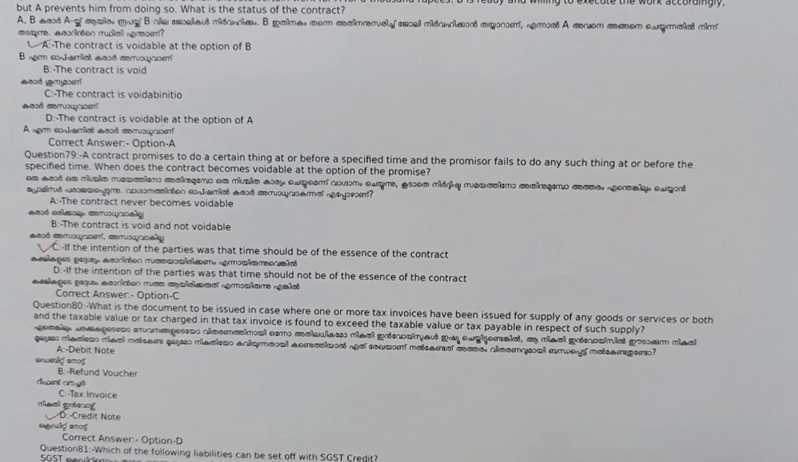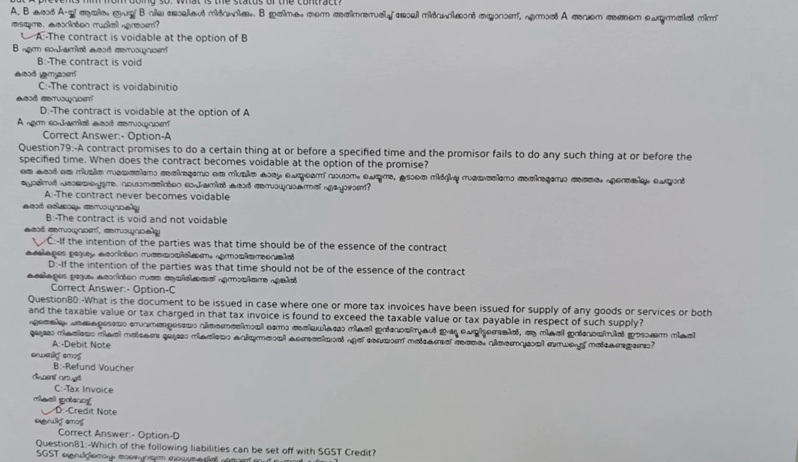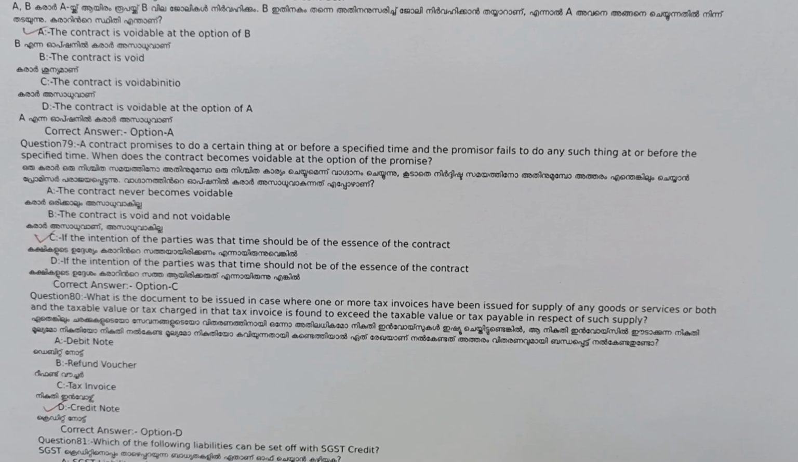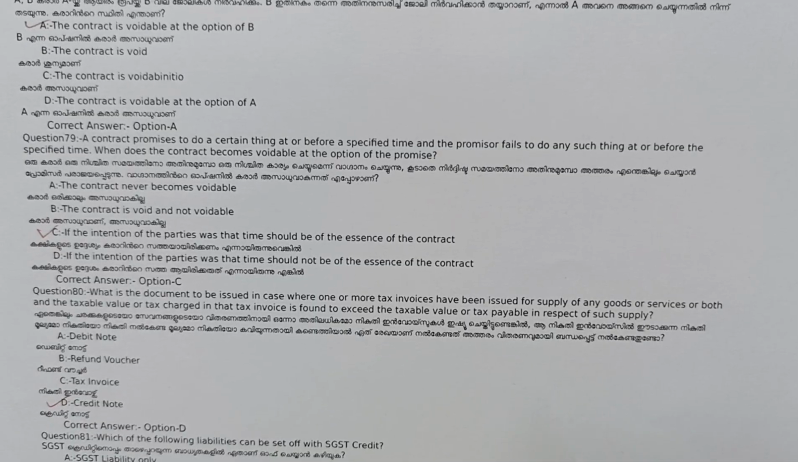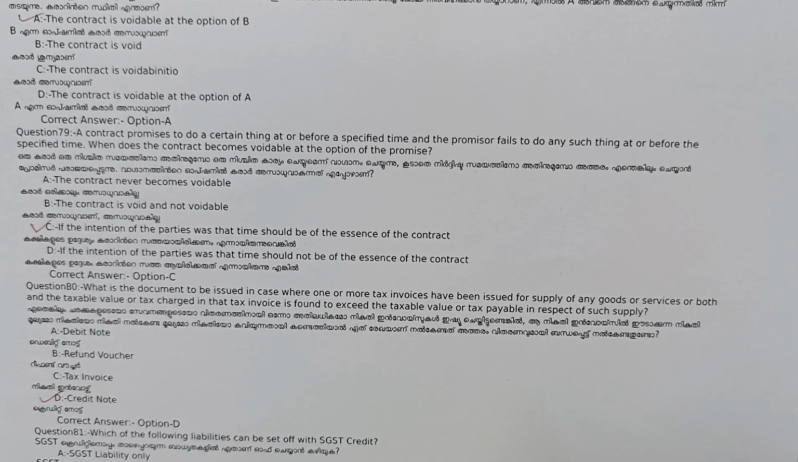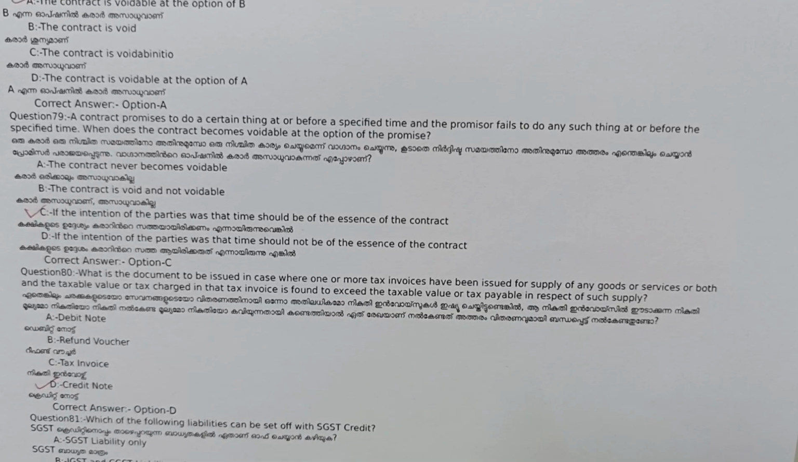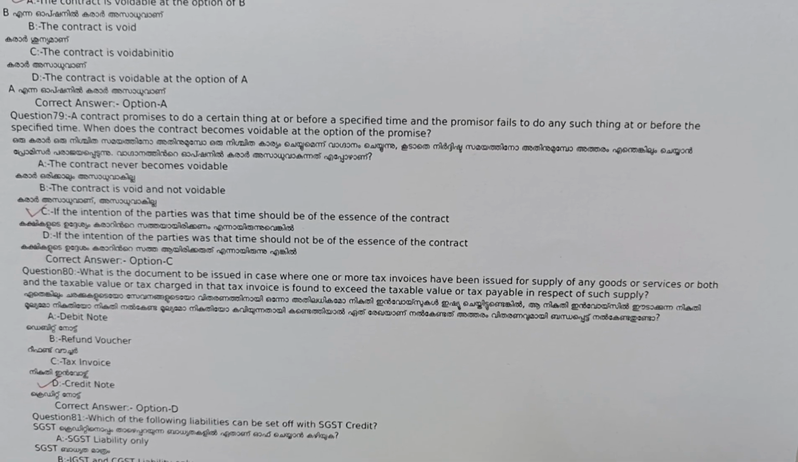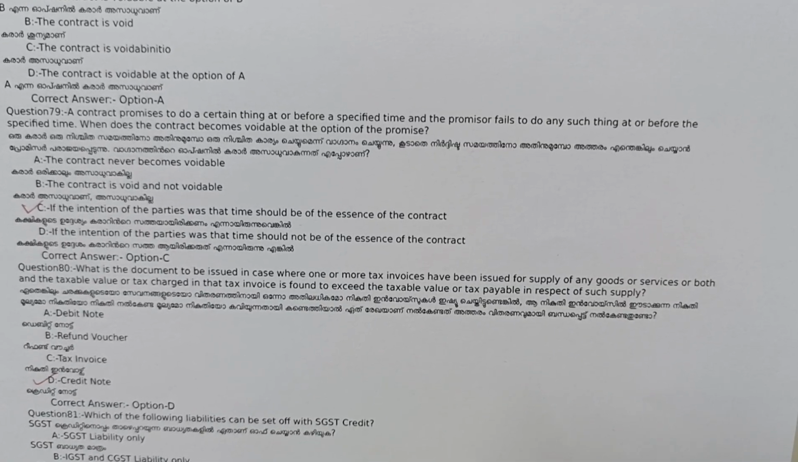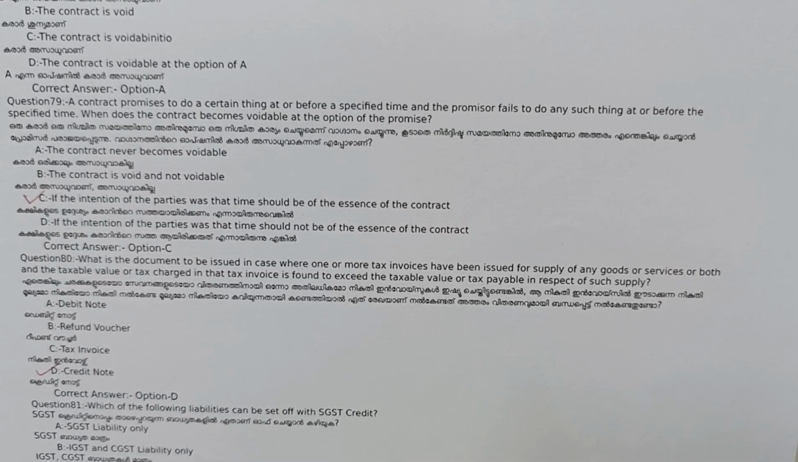Question number 79. A contract promises to do a certain thing at or before a specified time and the promisor fails to do any such thing at or before the specified time. When does the contract become voidable at the option of the promisee? Answer: if the intention of the parties was that time should be of the essence of the contract.